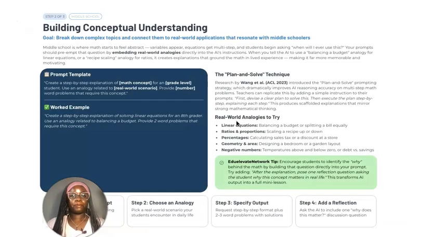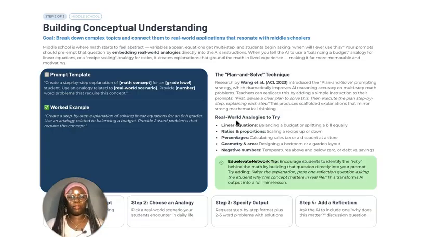All right, we are done with elementary school. We are moving on to teaching math in middle school. Middle school has all to do with building conceptual understanding. The goal is to break down complex topics and connect them to real-world applications that resonate with the middle schoolers that you teach. Because in middle school, still the math is abstract.